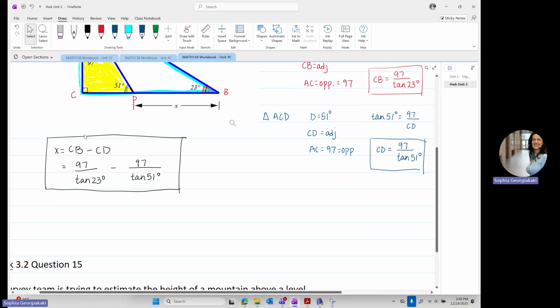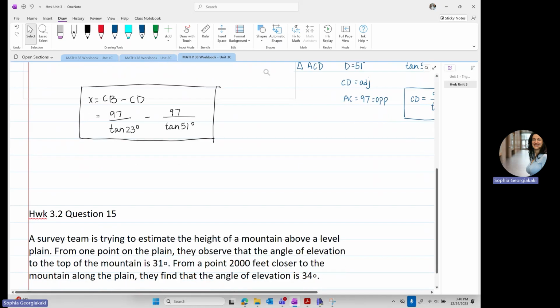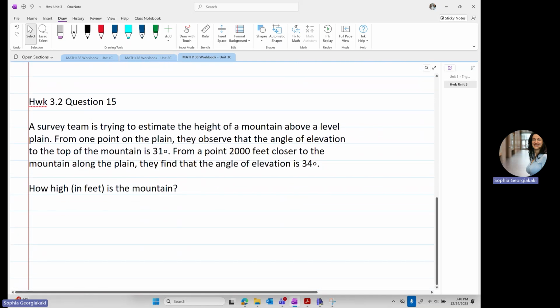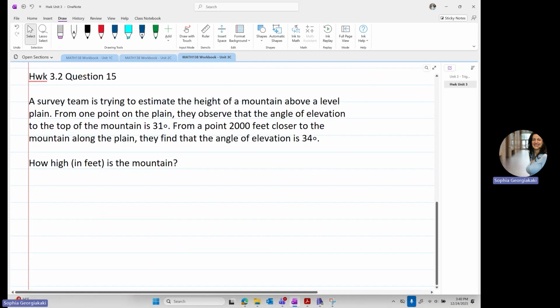One other problem that is in the homework 3.2 and a lot of students usually ask questions about is question 15. Question 15 says a survey team is trying to estimate the height of a mountain above a level plain. From one point on the plane, they observe that the angle of elevation to the top of the mountain is 31 degrees. From a point 2,000 feet closer to the mountain along the plane, they find that the angle of elevation is 34 degrees. How high in feet is the mountain?